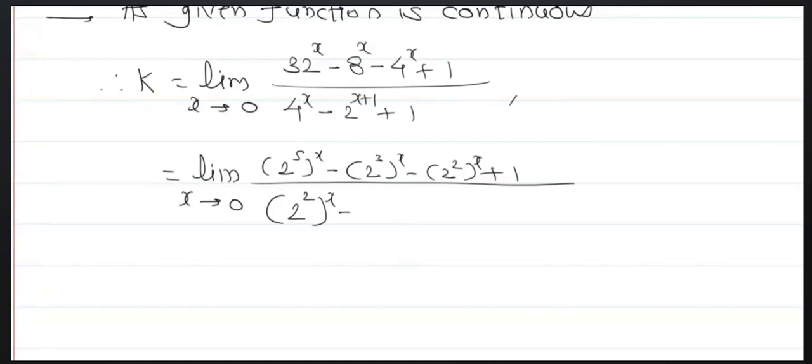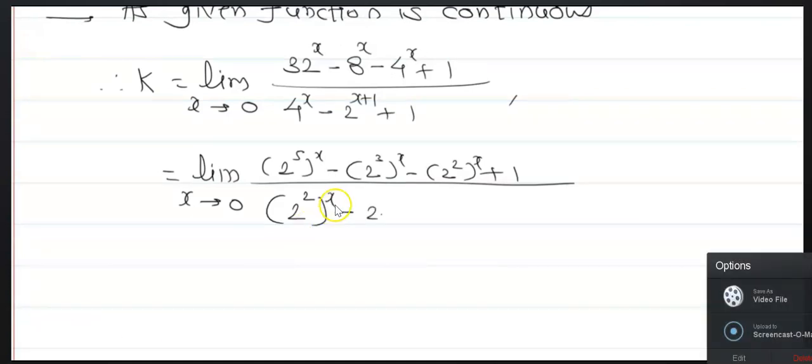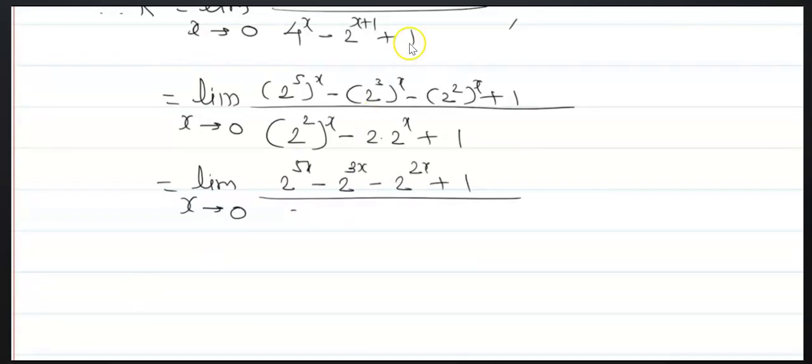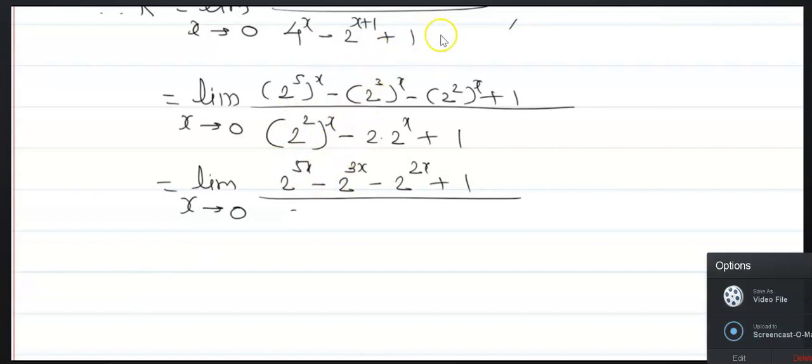And in the denominator, we have 2 raised to 2, in bracket, raised to x, minus 2 raised to x plus 1, which means 2 into 2 raised to x. Therefore you will get the limit as x tends to 0. Evaluate this: 2 raised to 5x, 2 raised to 3x, 2 raised to 2x plus 1, and in the denominator 2 raised to x minus 2 raised to x into 2, in bracket, square.